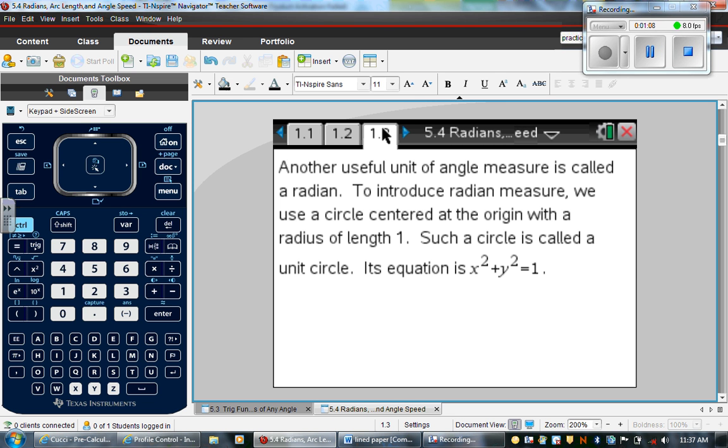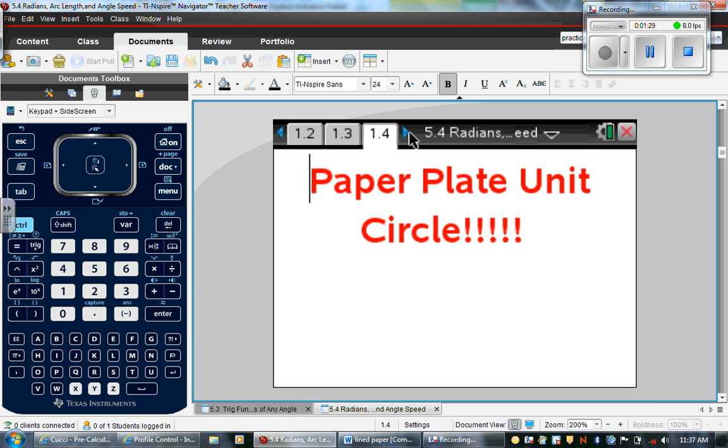To introduce radian measure, we use a circle that's centered at the origin with a radius of length 1. This circle is what we call the unit circle. Its equation is x squared plus y squared equals 1. We did quite a bit of work with the unit circle last year, and we're going to do quite a bit more with it this year. In class, we will be making a unit circle paper plate. I believe we should have already done this prior to this video, so we'll go on from there.